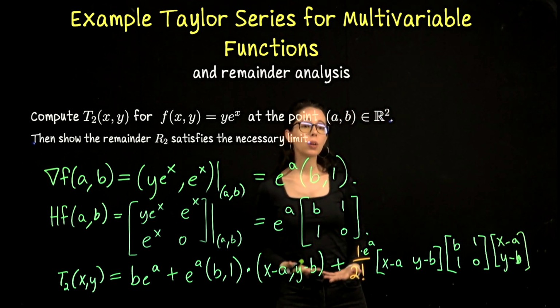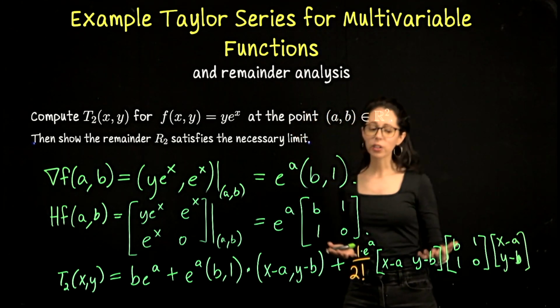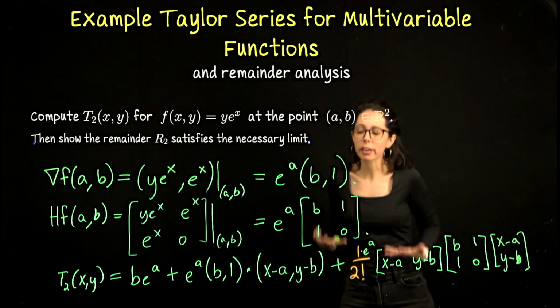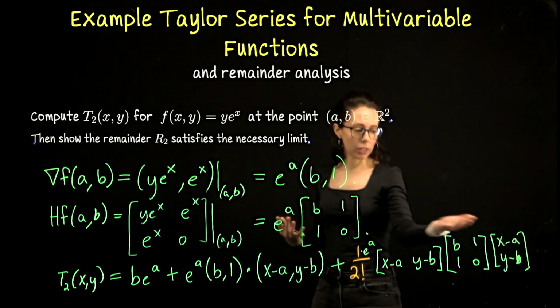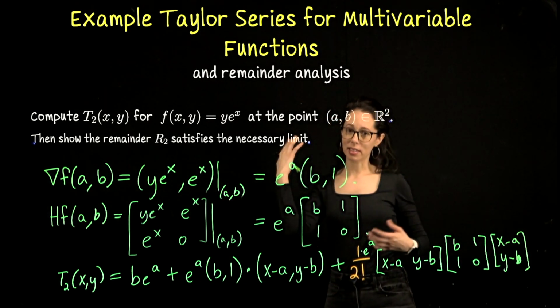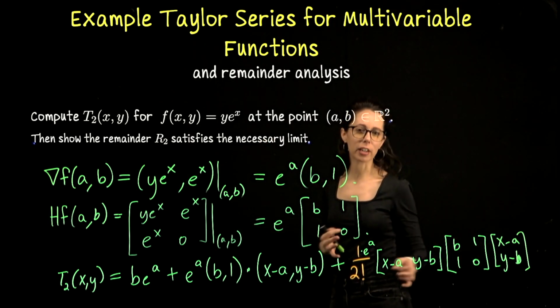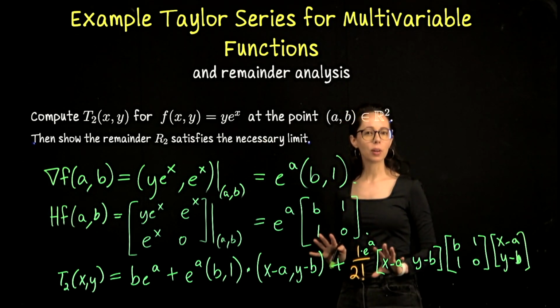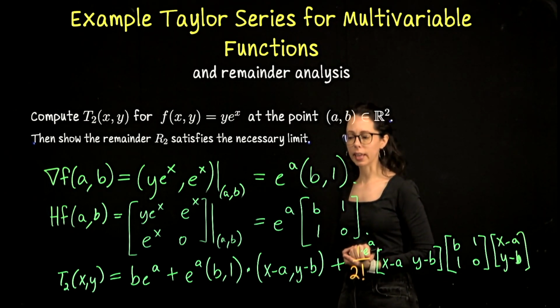This is our second order Taylor polynomial, but in my opinion, it doesn't look that good because I've got a dot product. I have a matrix triple product here, and it really should be a scalar valued expression. It is a scalar valued expression, but I think it could be written in a way which is a little bit more accessible at first glance.